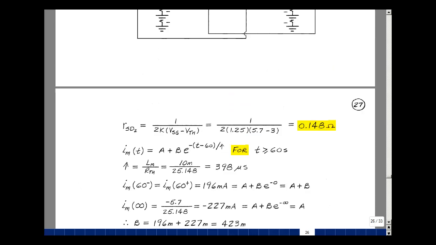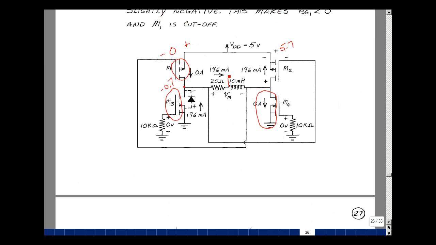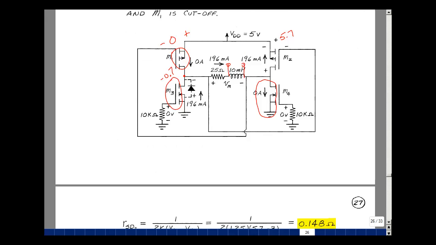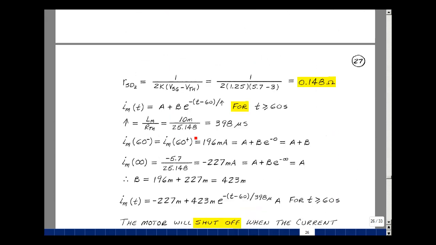Let's go previous page. So looking back into these terminals, what do I see? With all the independent sources set equal to 0. This is a battery, in a sense. It's minus 0.7. We've got a short here back to ground. See from here back to ground 25 ohms, and then this is shorted back to ground. From here I see the ohmic resistance, which is 0.148. Let's put those two together, form our time constant, which is now about 398 microseconds.